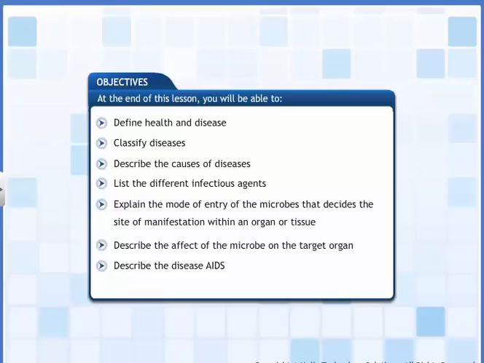By the end of this lesson, you will be able to define health and disease, classify diseases, describe the causes of diseases, list the different infectious agents, explain the mode of entry of the microbes that decides the site of manifestation within an organ or tissue, describe the effect of the microbe on the target organ, and describe the disease AIDS.